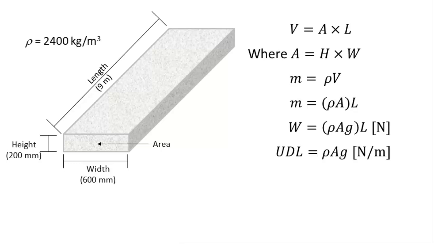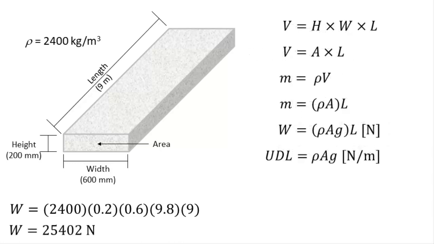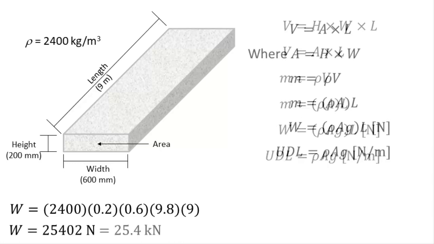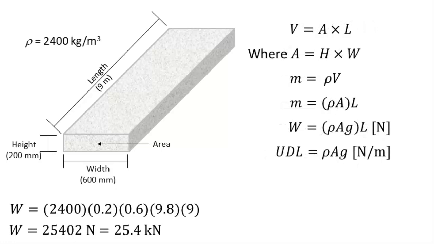First, we need to convert the units to the proper SI units. So the height changes from 200 millimeters to 0.2 meters, and the width changes from 600 millimeters to 0.6 meters. Taking the formula that we've just derived for weight, we can calculate its weight by multiplying the density with the cross-sectional area, which is the height times the width, then multiplying that with gravity, and then the length. This gives us 25,402 newtons, or 25.4 kilonewtons, where 1 kilonewton is equal to 1,000 newtons.